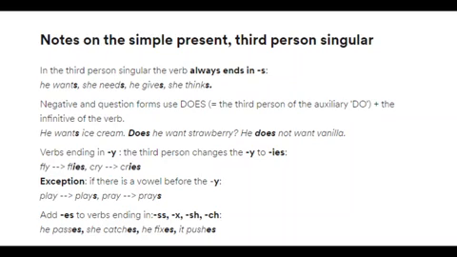Add ES to verbs ending in SS, X, SH or CH. For example, he passes, she catches, he fixes, it pushes. That means we add ES to the verbs ending in SS, X, SH or CH. These are the basic grammar rules which you should always keep in your mind.